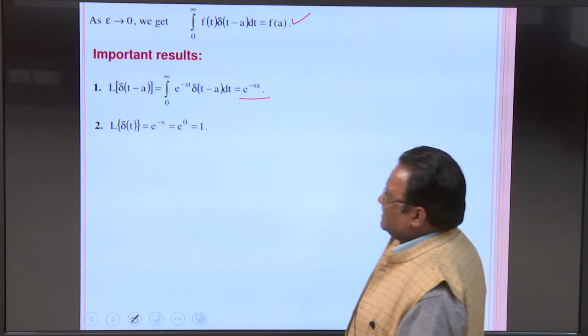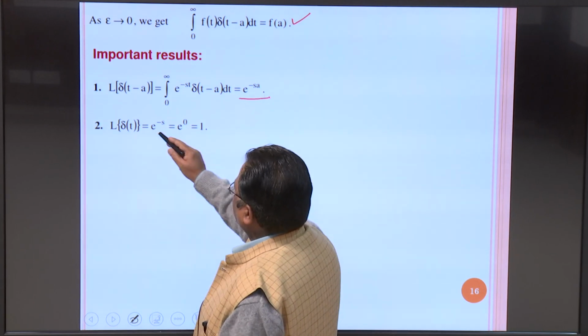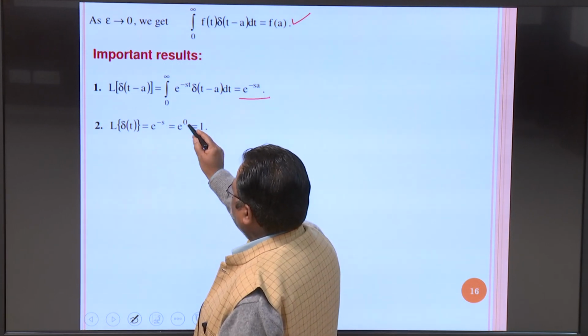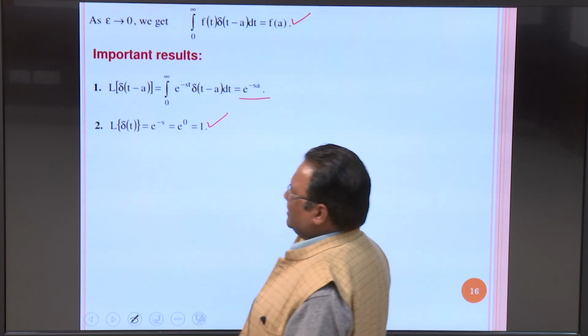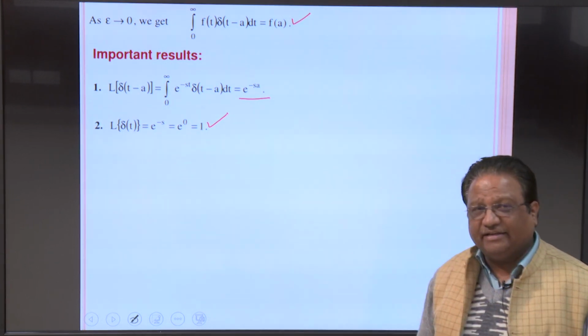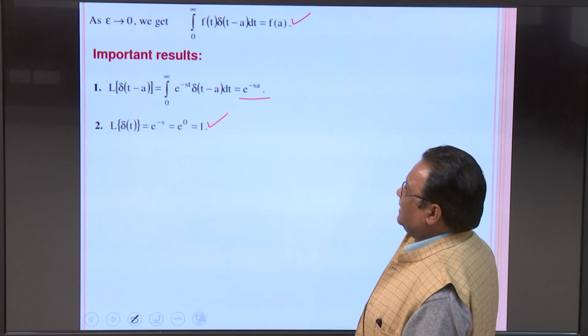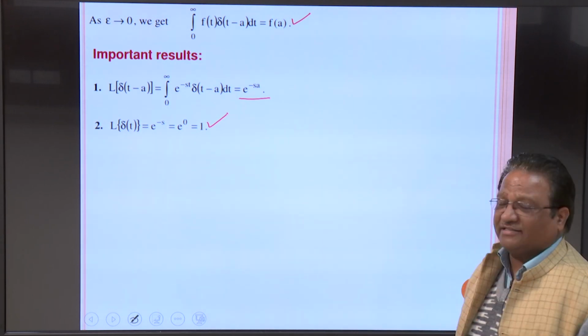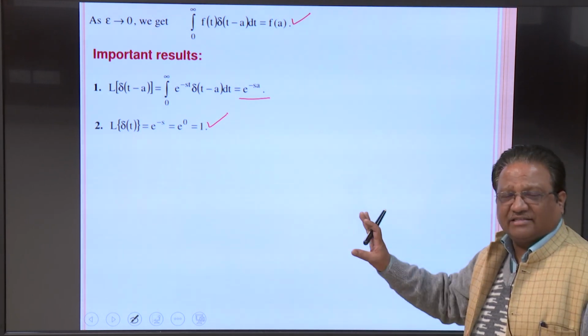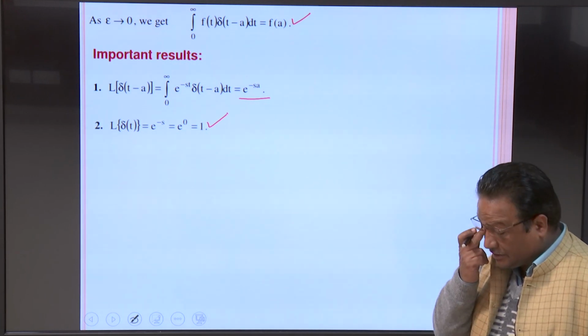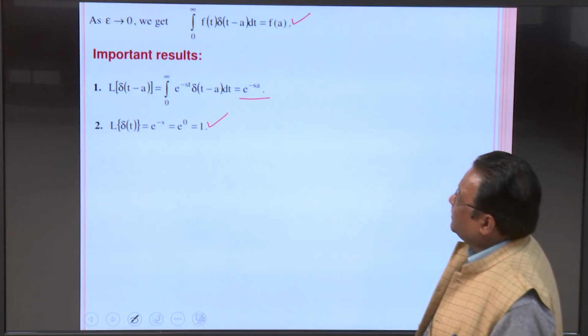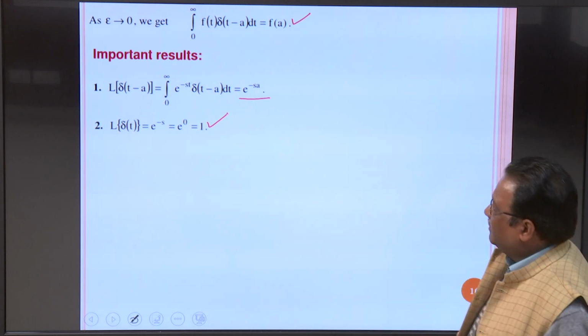And when a is equal to 0, it becomes e raised to the power minus s times 0, so e raised to the power 0, and that is 1. So L of delta t is equal to 1, and L of delta t minus a is equal to e raised to the power minus sa. So remember all these Laplace transforms, all these expressions for the unit impulse function.